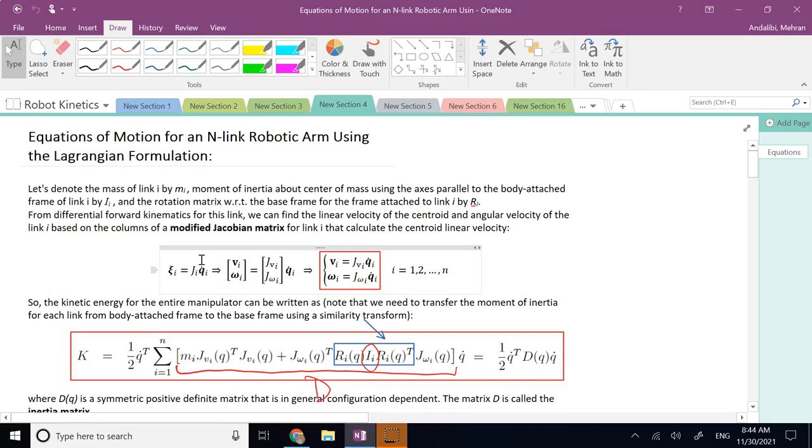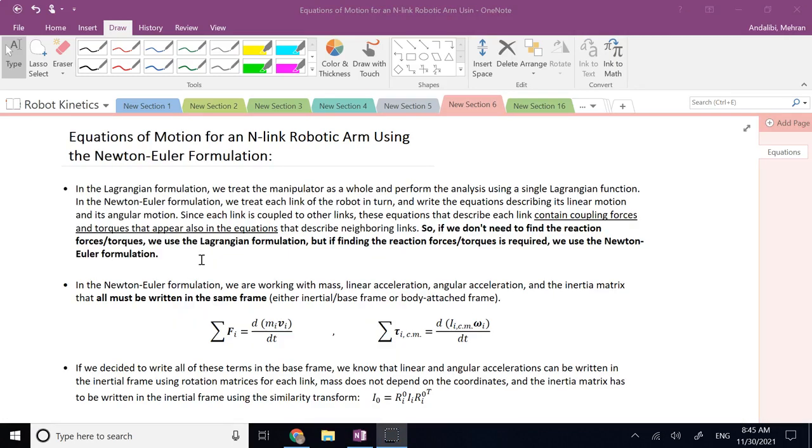So they do not really contribute to the overall motion of the system. And the Lagrangian formulation does skip them because they do not show in the potential or kinetic energy or in the generalized forces. Now, sometimes it does really matter for us to calculate these reaction forces.